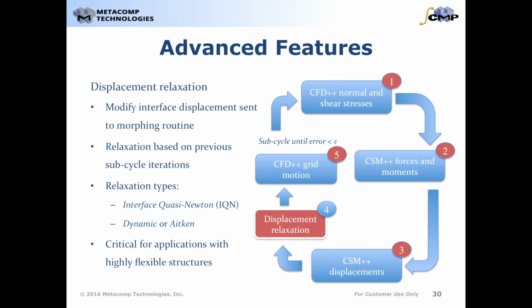Another advanced feature offered by MetaFSI when used with CSM++ is displacement relaxation. Here, it's possible to modify the interface displacement sent to the morphing routine and relax it by taking into account displacements from previous subcycle iterations. MetaFSI offers two relaxation techniques, interface quasi-Newton or IQN and the dynamic or Aitken relaxation. This capability is critical for certain applications involving highly flexible structures.